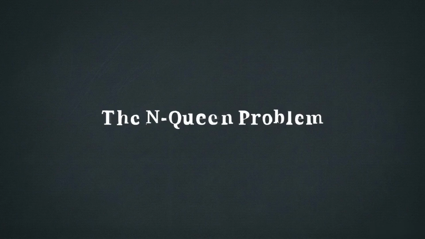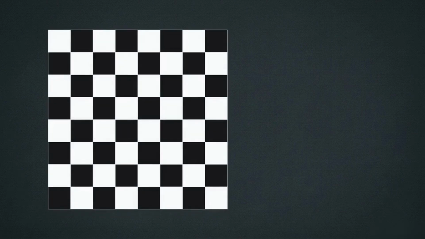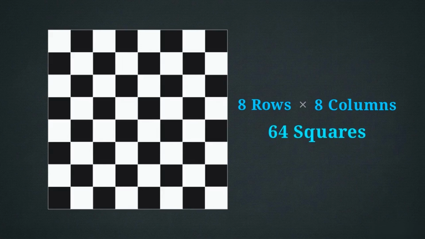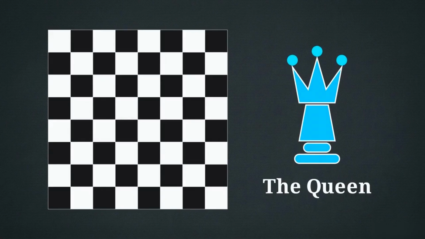To understand how to solve it, we have to establish the physical constraints of our environment. We start with a standard chessboard, 8 rows by 8 columns. This gives us exactly 64 distinct squares to work with. Our piece is the queen. In chess, it is the most mobile unit on the board.